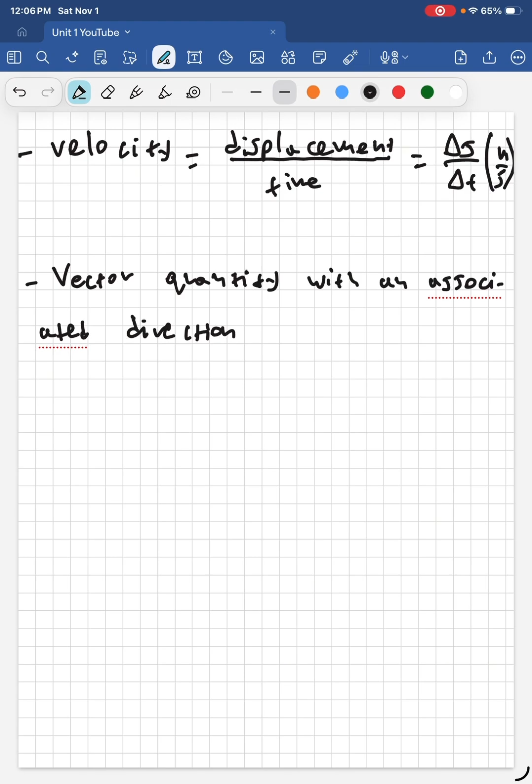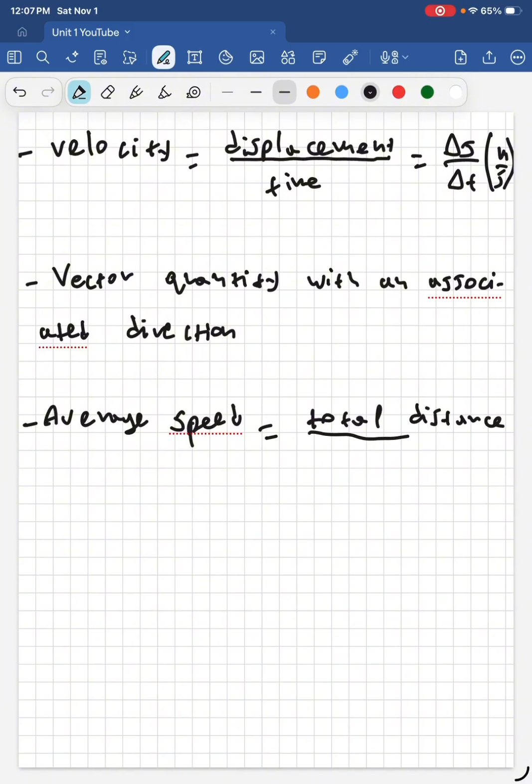So the next one is the average speed, okay? Average speed, which is defined as the total distance covered over the total time. Okay, this is a scalar quantity because it's a speed.